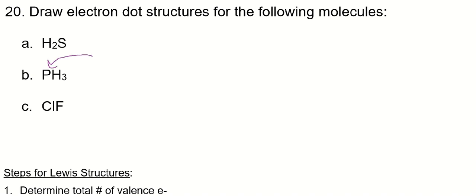Phosphorus is in group 15, so it contributes 5 valence electrons. Hydrogens, there are 3 of them, each contributing 1. It gives you a total of 8 valence electrons. Hydrogen never goes in the center, so we'll put phosphorus in the center.